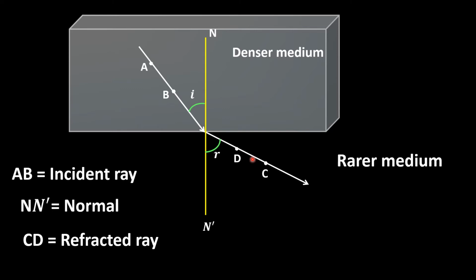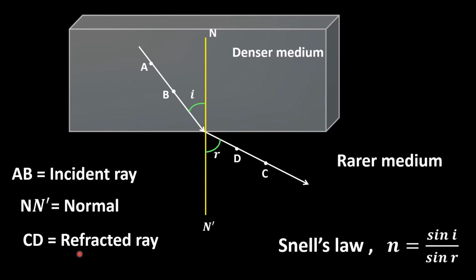Okay, so CD is called the refracted ray. Snell's law. Okay, this is all about Snell's law. Now, let us go to the refraction of light at curved surfaces. I am showing you the behavior of certain rays at curved surfaces while refracting.